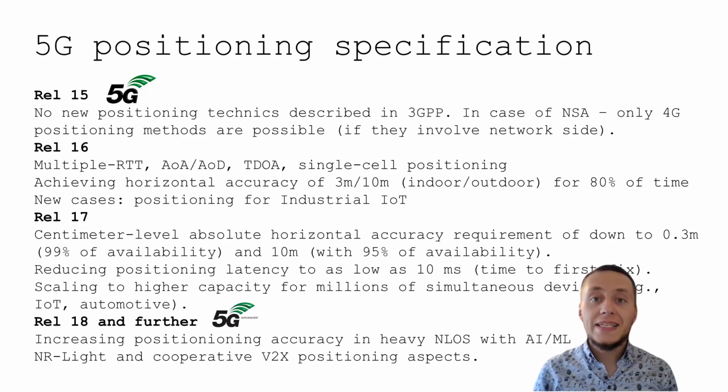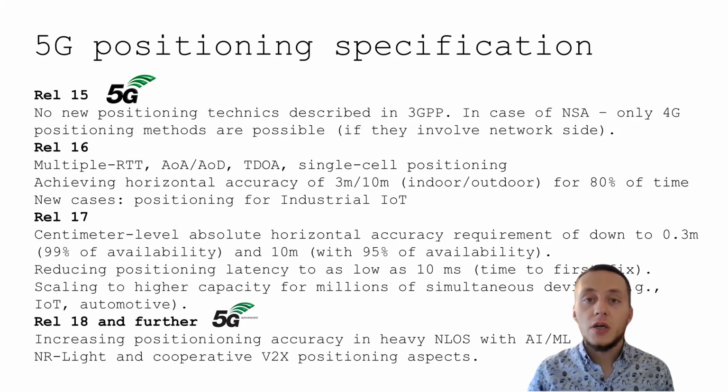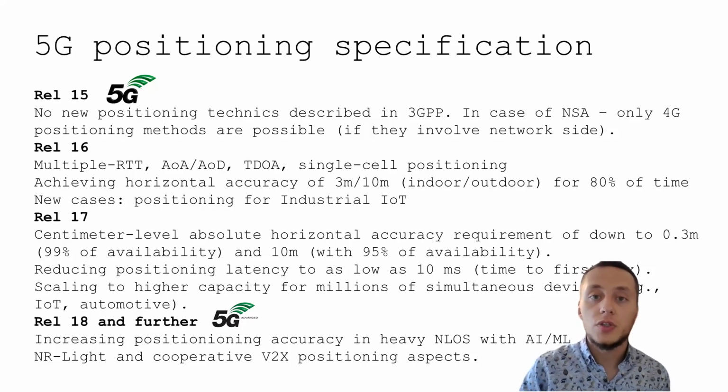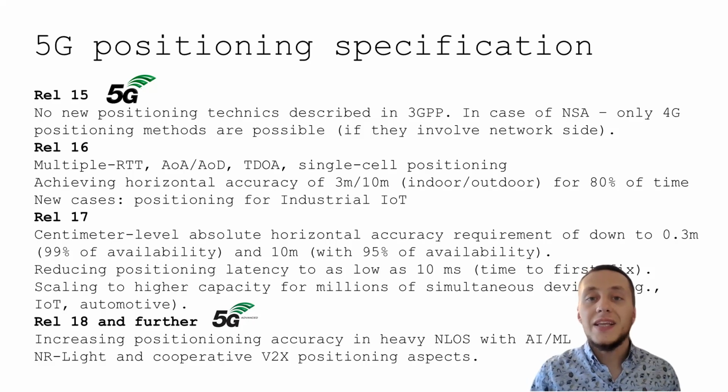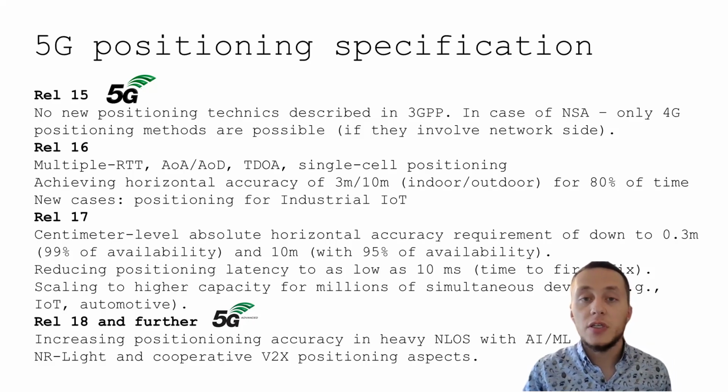When it comes to release 18 and further 5G-Advanced specifications, they aim to increase positioning accuracy not only in line of sight, because all previous techniques work pretty well in line-of-sight operations, but when it comes to non-line of sight, it is hard to achieve accuracy. That's why many researchers, many 3GPP groups, aim to apply machine learning algorithms in addition to signal-based models in order to increase positioning accuracy even in very hard non-line-of-sight operation.